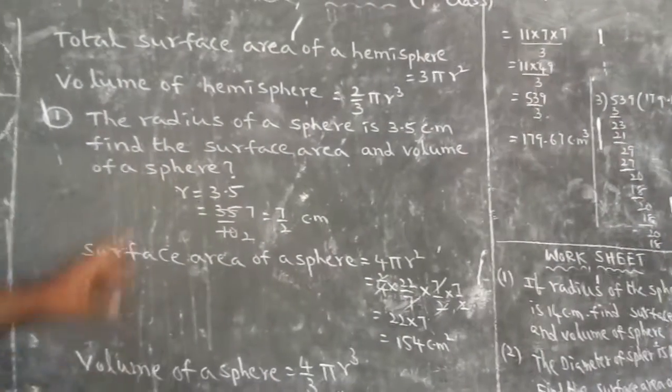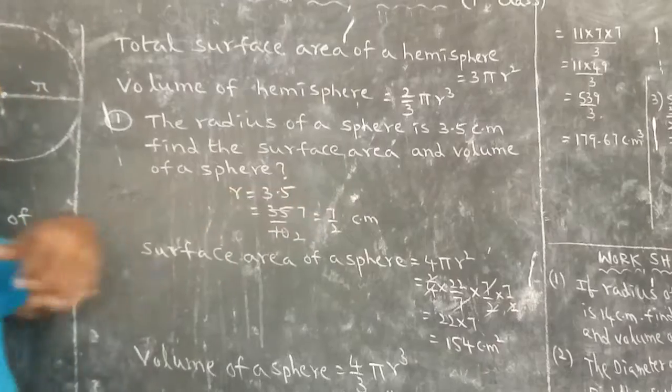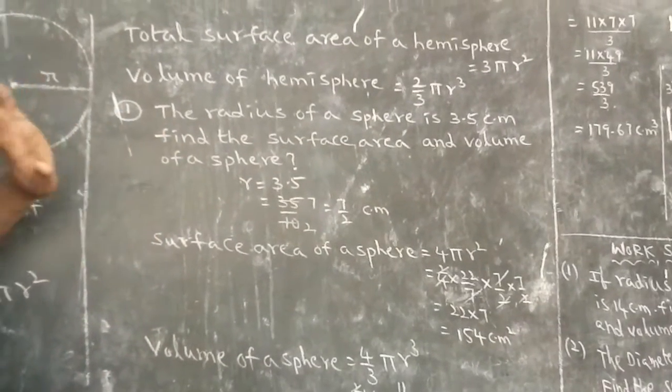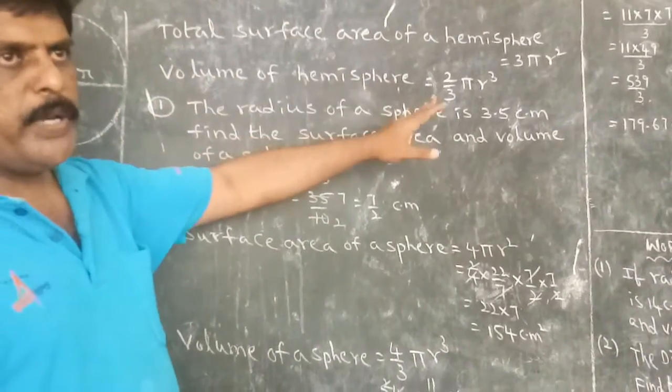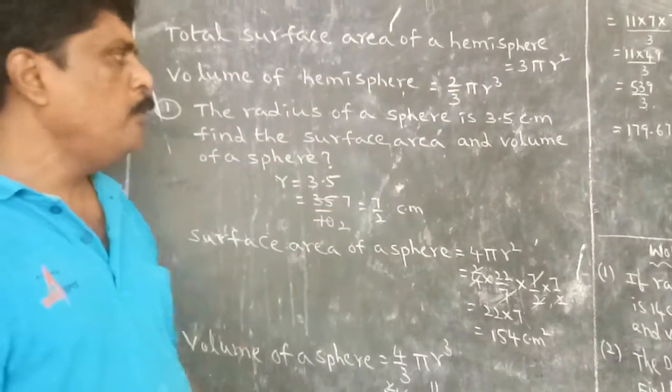Okay, next, the volume of a hemisphere is 2 by 3 pi r cube. It is half of the sphere. The volume of a sphere is 4 by 3 pi r cube. We have to halve it. Then the volume of a hemisphere is 2 by 3 pi r cube.